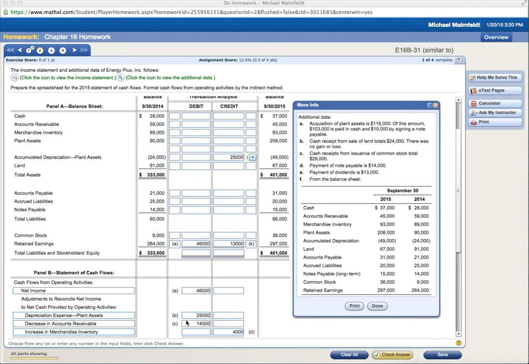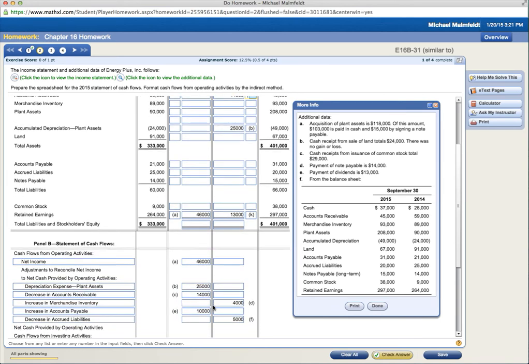Our next transaction is part C down here. That's a $14,000 decrease in accounts receivable. And if we look up here at the comparative balance sheets, we see a $14,000 decrease in accounts receivable. How do you decrease a debit balance? Well, you credit that account for the amount. So we'll show a credit of $14,000 here, and that is the decrease in accounts receivable, so that's section C.